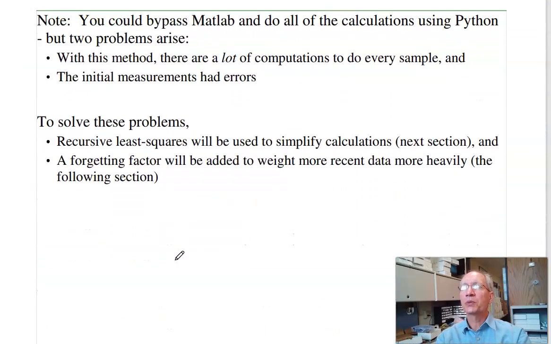Now, least squares does work. It needs MATLAB, however, kind of. You're going to run into problems with the Pi Pico. You've got a lot of data to store. You're going to run out of memory. It's going to take a lot of computations. That's just using least squares.